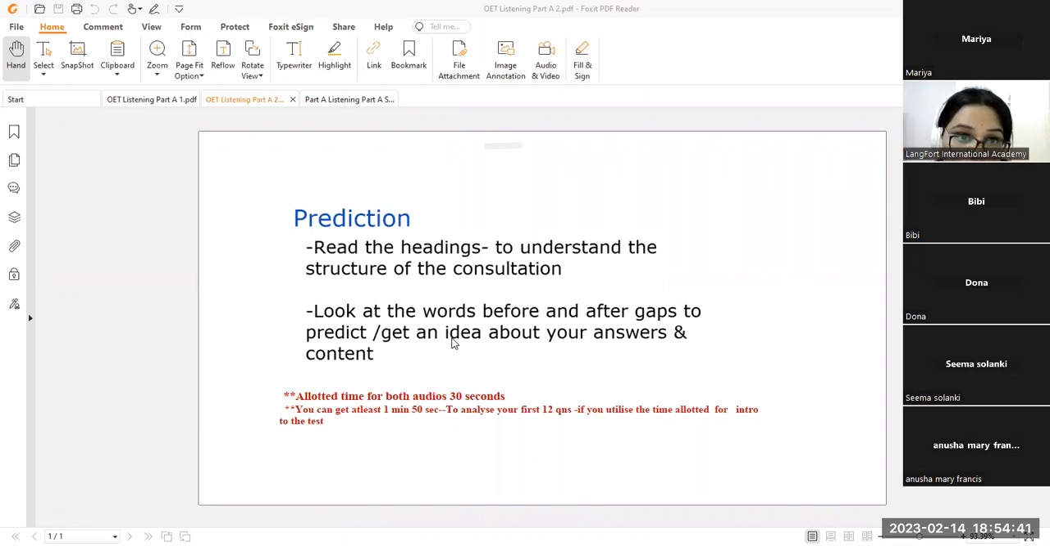However, for the first audio, for the first extract, the first 12 questions, they will allow you 30 seconds. Other than the 30 seconds, you can also get some extra 1 minute or 1.5 minutes, because at the start of the audio, they will give you an introduction to the test in general. So they will say, this is the listening test. The listening test has 3 parts, starting with part A, part B, part C. Part A has these many things. They will give all this intro to the test. You're familiar with it, so you don't need to pay attention to that. So you can utilize the time that they give for the introduction to the test to read your questions for part A, first extract.